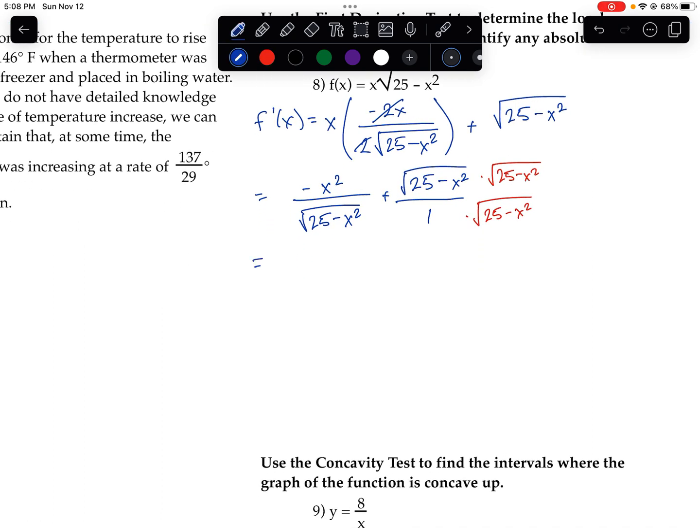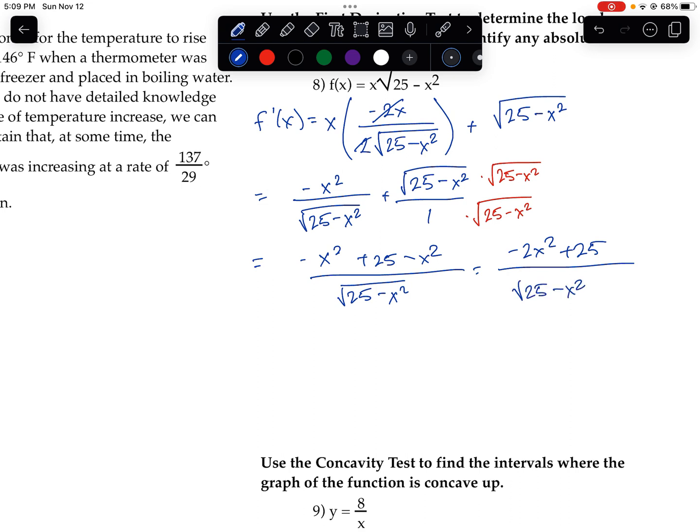That's going to be equal to, so we still have the negative x squared. This right here will be plus 25 minus x squared over our common denominator of the square root of 25 minus x squared. That's going to be negative 2x squared plus 25 over the square root of 25 minus x squared. Okay, and we set that equal to 0.